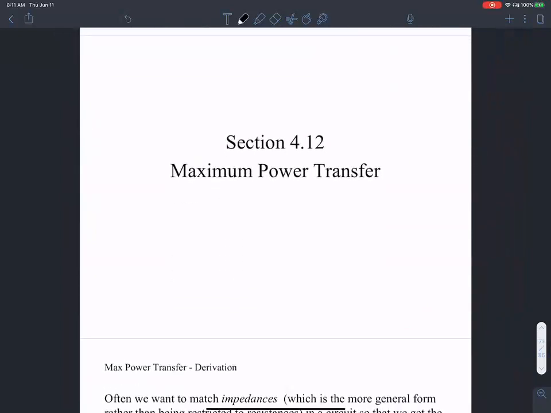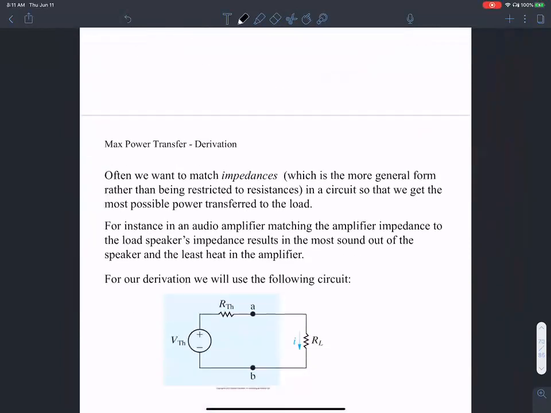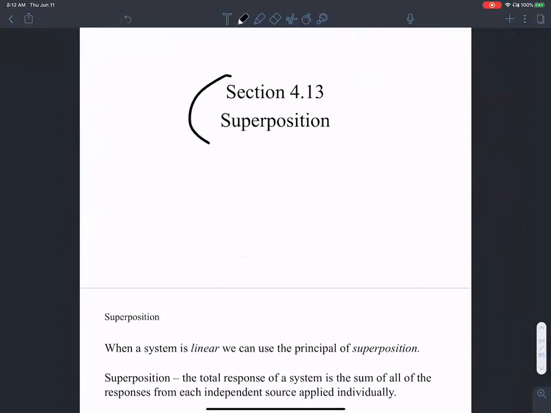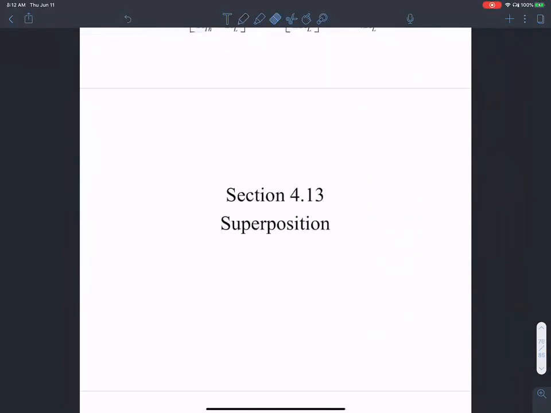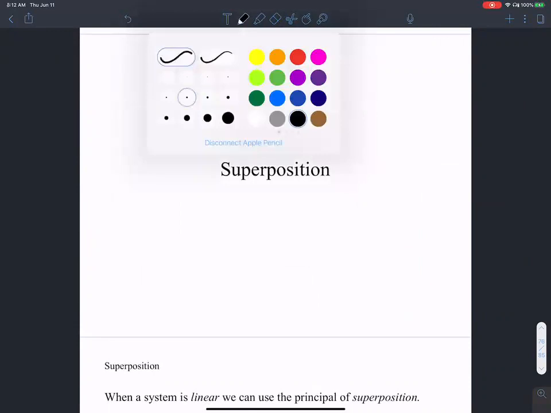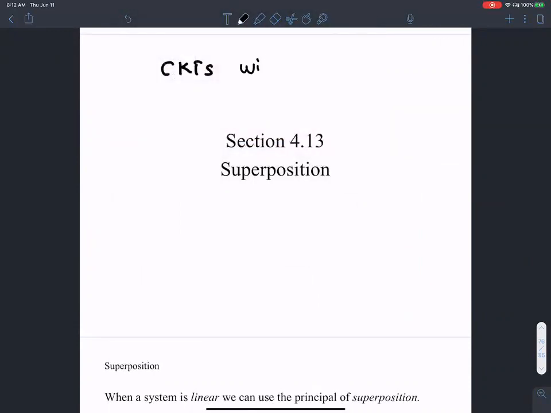So there are some more concepts: maximum power transfer theorem and superposition theorem. There are two more concepts that we need to discuss to finish this chapter. Superposition theorem tells how to evaluate circuits that have multiple sources.